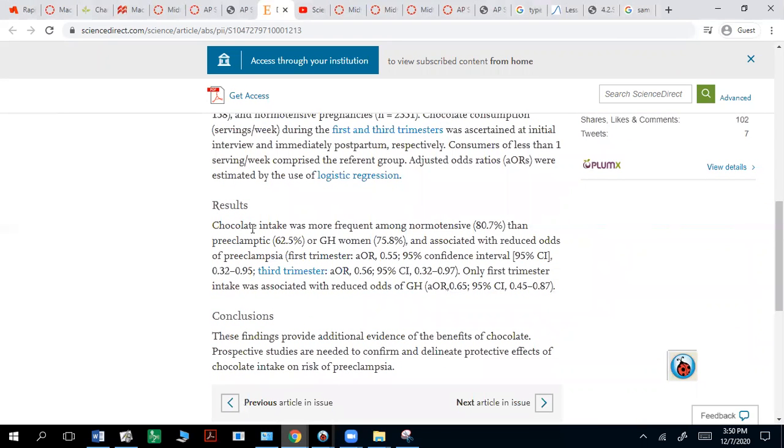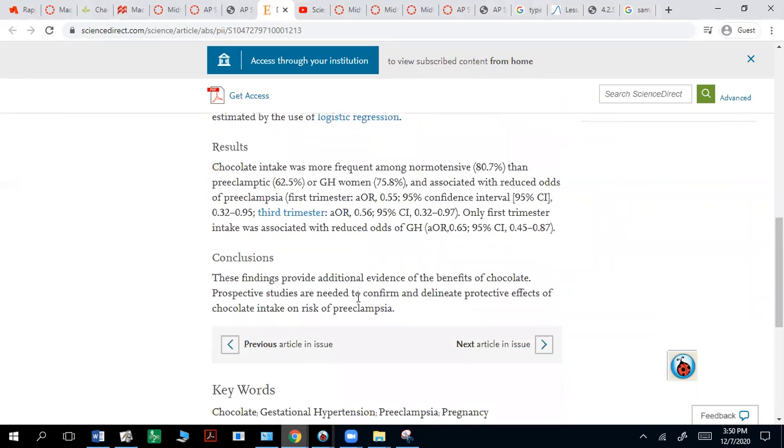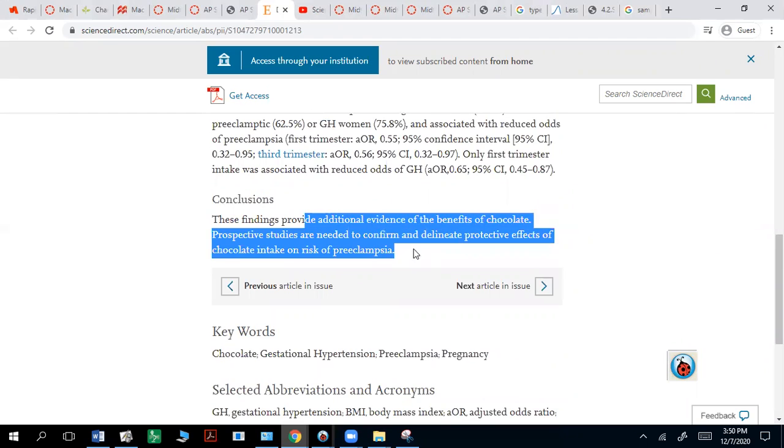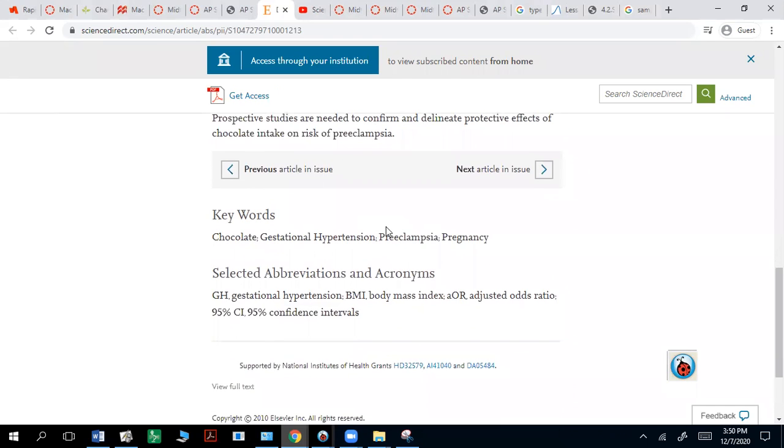First, chocolate intake was more frequent among normotensive than preeclamptic or GH women, and associated with reduced odds of preeclampsia. Only first trimester intake was associated with reduced odds. Conclusions. These findings provide additional evidence of the benefits of chocolate. Prospective studies are needed to confirm and delineate prospective effects of chocolate intake on risks of preeclampsia. A lot of information on here, but here's the takeaway.